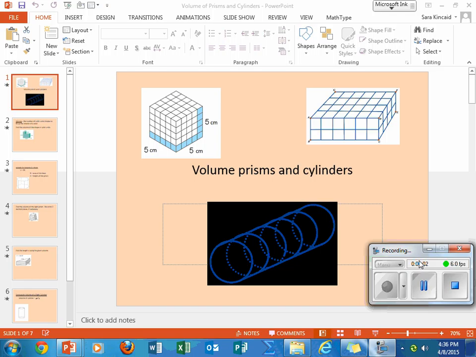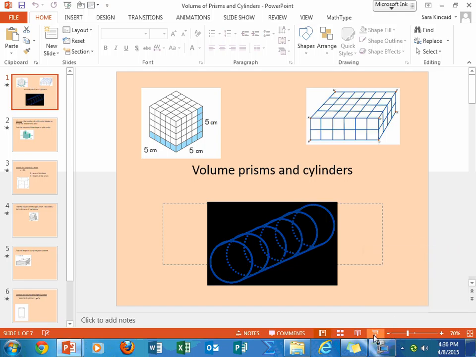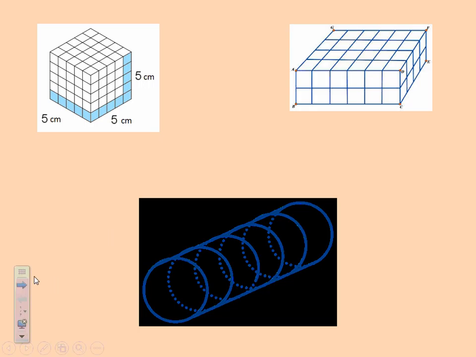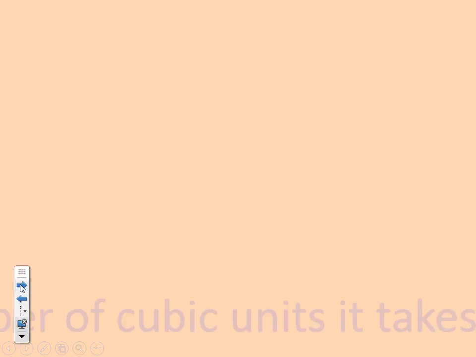Hello, ladies and gentlemen. Today we're going to be taking a look at volume. So volume of prisms and cylinders. That is, what's the space on the inside? So take a look at these beautiful pictures. Notice the cubes that are filling up a three-dimensional shape. That's what we're talking about when we talk about volume.